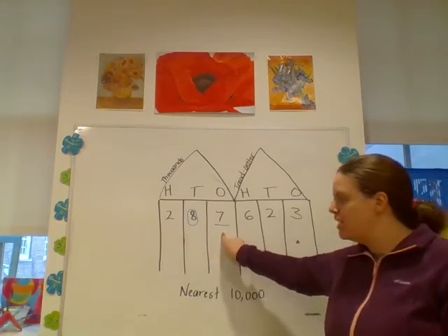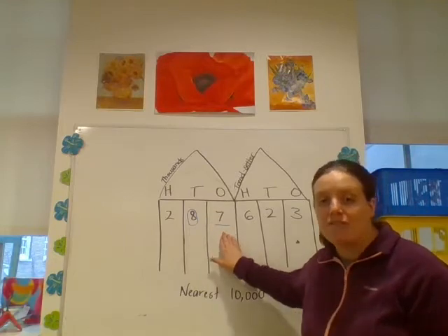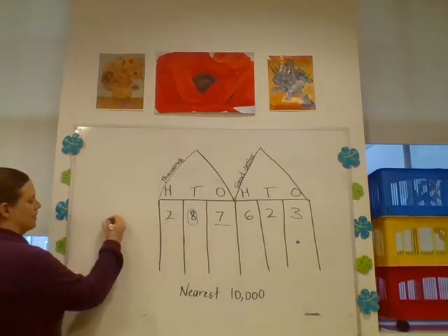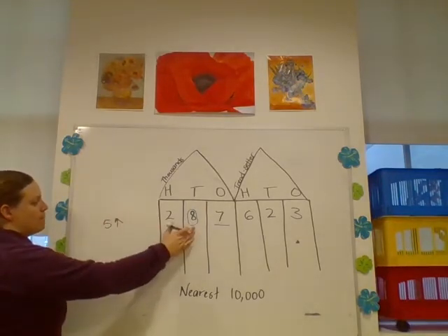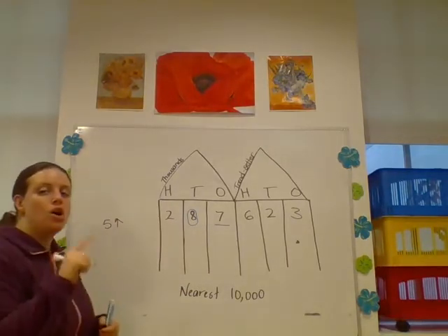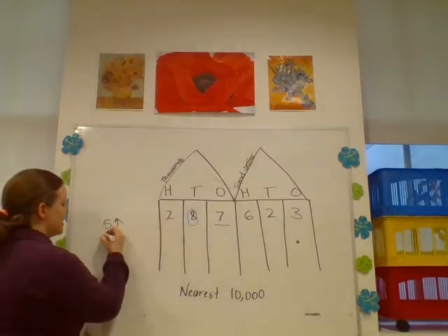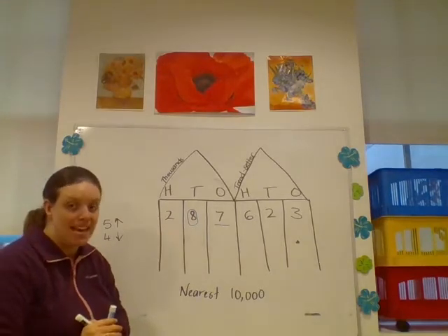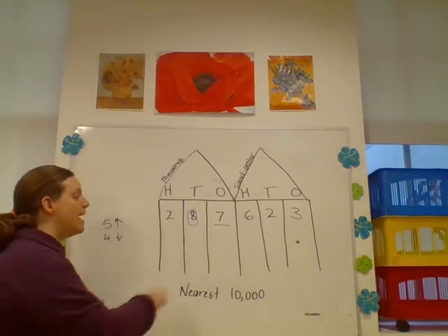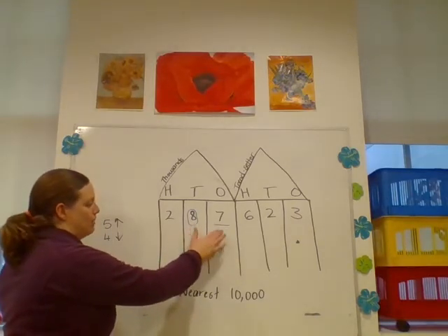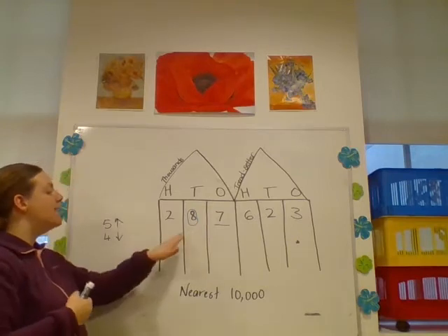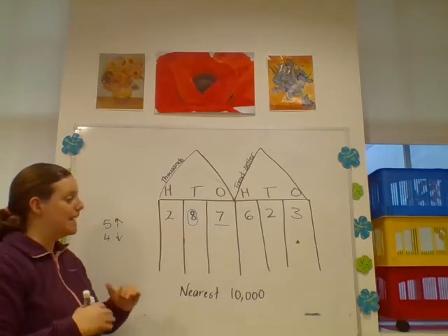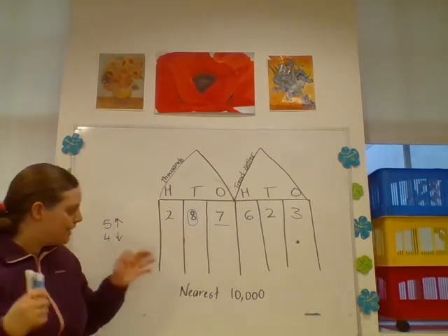So if this digit, not the digit I'm rounding, but the digit after it, is 5 or higher, then the number I am rounding will round up 1. If this digit is 4 or lower, then the digit I'm rounding will stay the same. So either I'm going to round up 1 if the number after the digit I'm rounding is 5 or higher, but if the digit after the digit I'm rounding is 4 and under, it stays the same. So let's have a look.